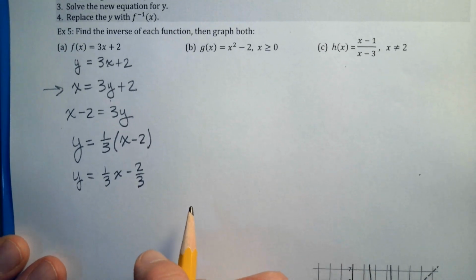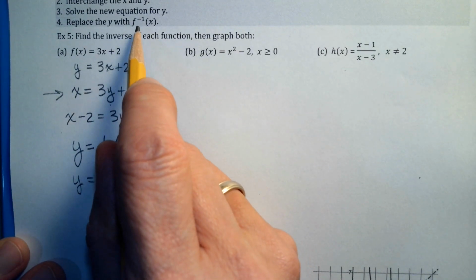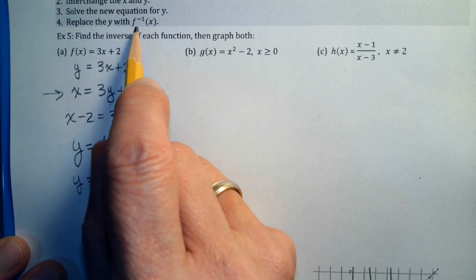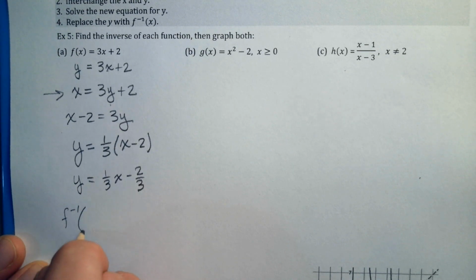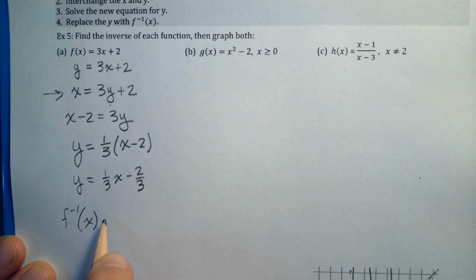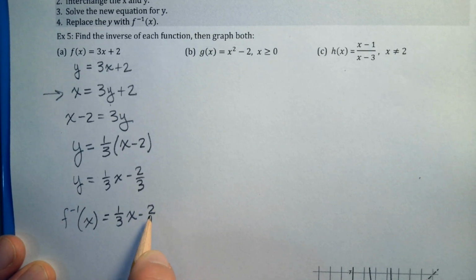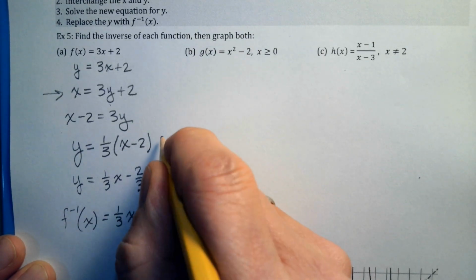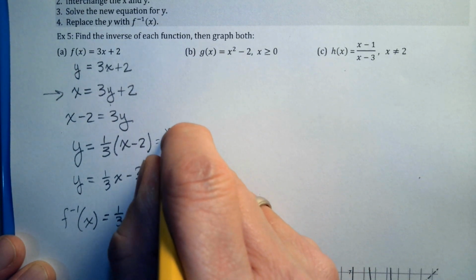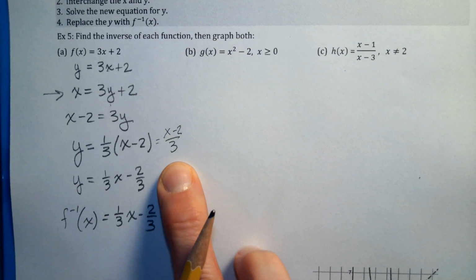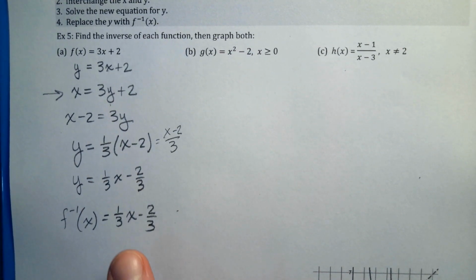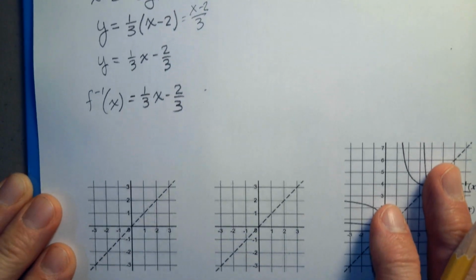And then finally, the last thing is to rewrite it and take out the y and put in the inverse of f of x. So the inverse of f of x equals 1/3 x minus 2/3. So again, we could have written this instead as x minus 2 over 3, right? That's perfectly fine too. But for graphing purposes, it's probably better to leave it in slope-intercept form. All right, so let's now graph this thing.